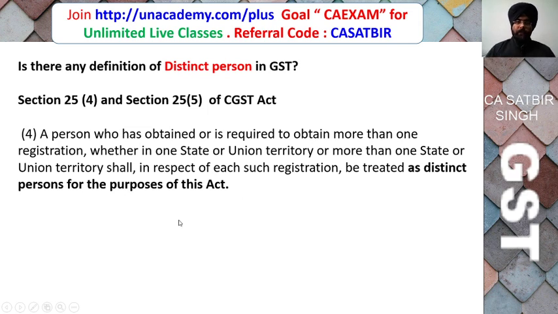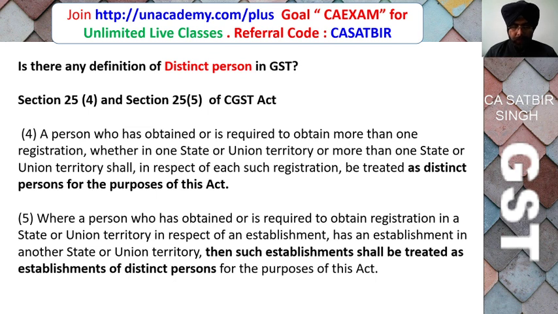Suppose the person is dealing in Punjab only, and for the Patiala office he has taken a separate GST number, and for the Bathinda office he has taken a separate GST number. So the Patiala office and Bathinda office will be treated as distinct persons. Whenever they make supply to each other, they will be required to pay GST under the GST Act.